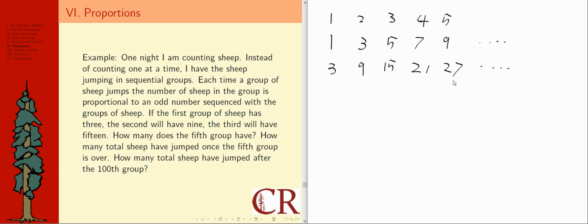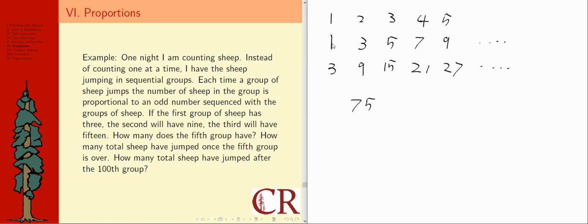But then it says, how many total sheep have jumped once the fifth group is over? So I think that means we're going to total up all of these numbers. So who wants to spend a little bit of time doing that? I'm going to say any small child can see that that's 75, right? I'm just kidding. But maybe there's a pattern that could help us arrive at that a little bit more quickly.